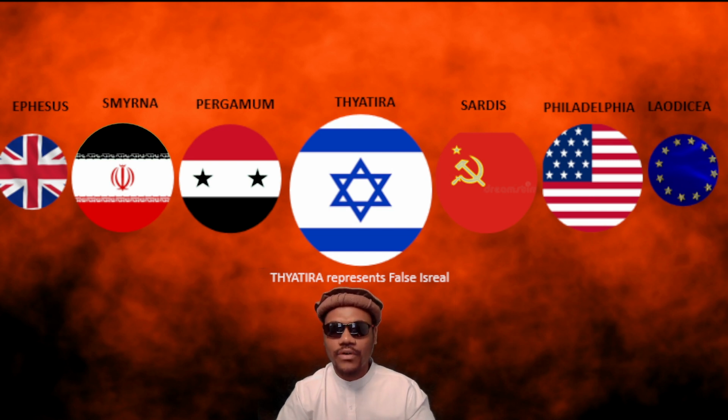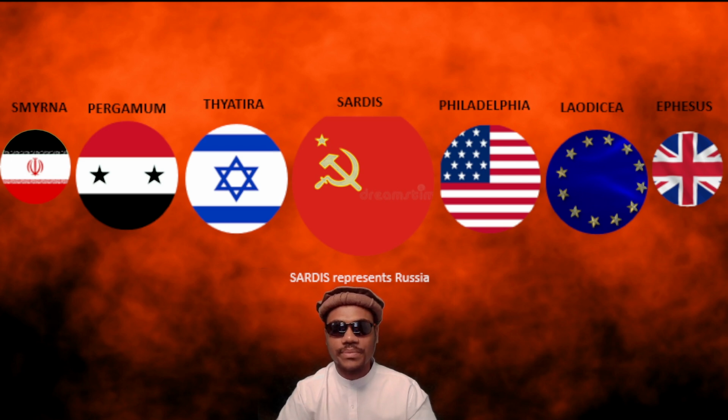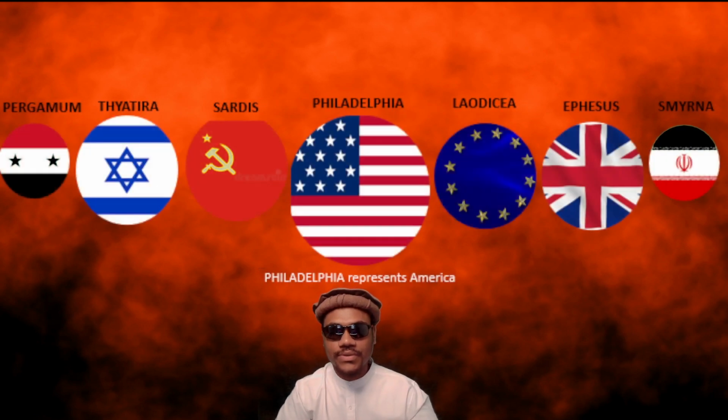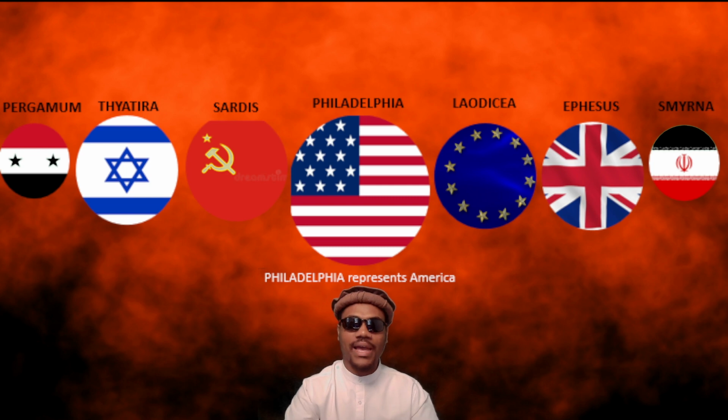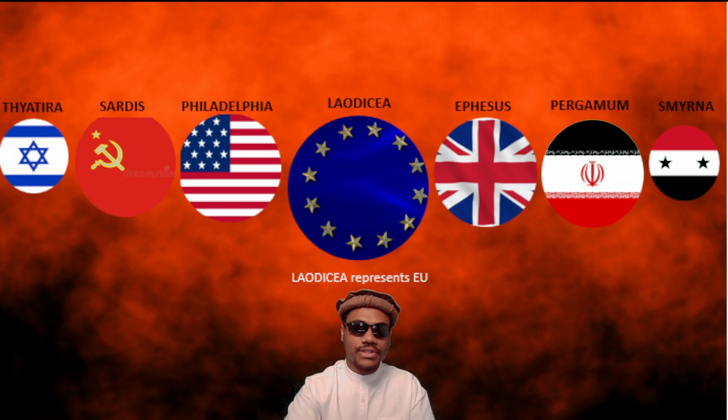You have the fourth church, which is Thyatira, which represents false Israel. Then you have the fifth church, which is Sardis, which represents Russia. Then the sixth church, which is Philadelphia, which represents America. Then you have your last church, the 7th church, Laodicea, which represents the EU. So brothers and sisters, those are your 7 churches.